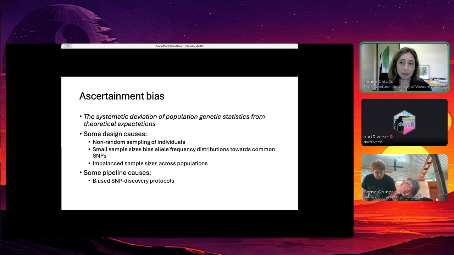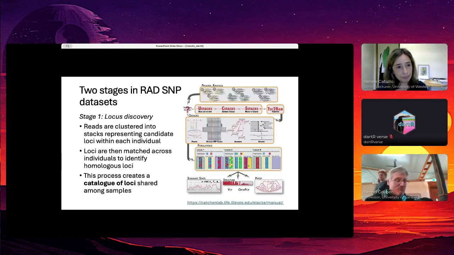And what we're really talking about is ascertainment bias. To give you a really specific definition, ascertainment bias is a systematic deviation of population genetic statistics from theoretical expectations. That can happen because of non-random sampling, small sample sizes, imbalanced sample sizes, and biased protocols when you're actually discovering your SNPs.